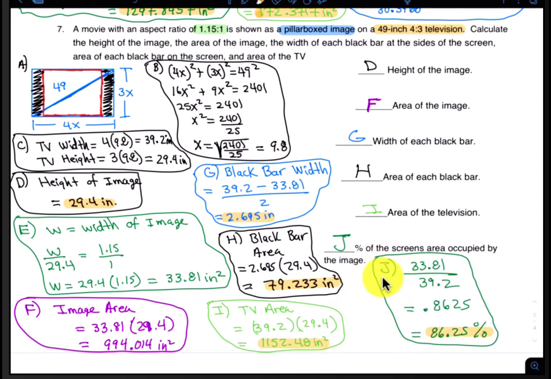And then section J, to find the percentage of the screen's area occupied by the image, we can simply take the width of the image and divide it by the width of the entire screen. So the width of the image is 33.81 and the width of the entire screen is 39.2. Divide those two numbers and you get 0.8625, which converts to 86.25%.